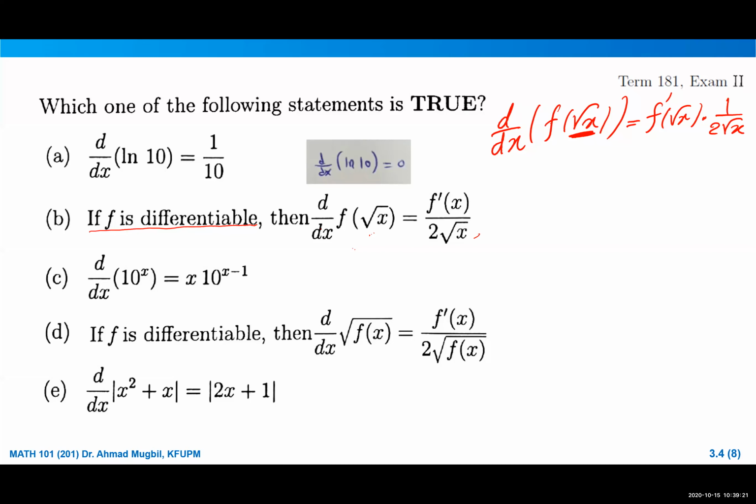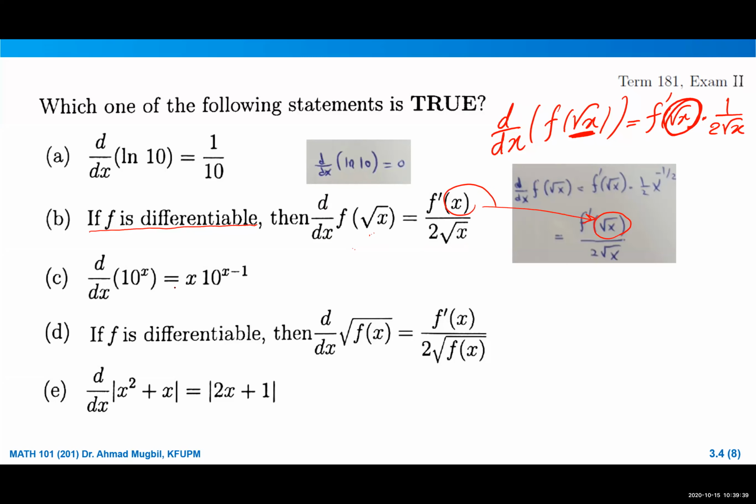Is that true? It looks okay. Is that correct? It is not correct. Look what we have here. This is x and this is the square root of what? Of x. So this is false. What is correct is this. It should be the square root.